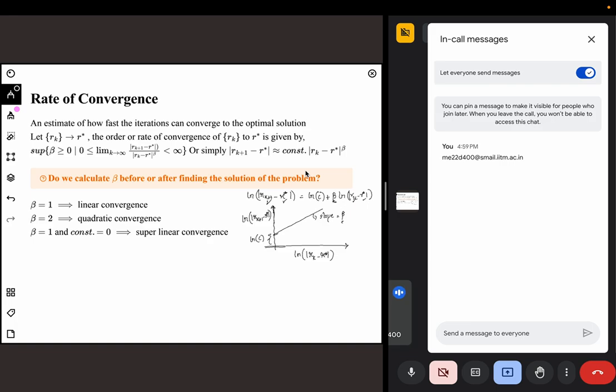If beta is 1 and this particular constant equals 0, so that the limit is actually going to 0, then we call that a superlinear convergence. There are just names for different values of beta.